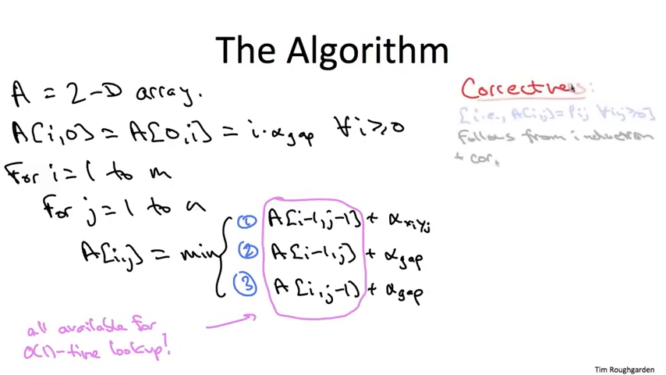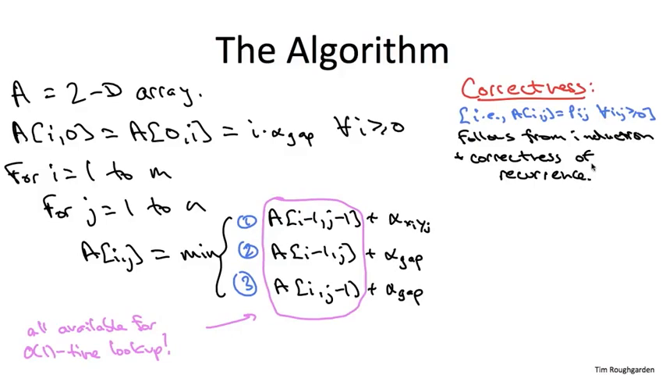So why is the algorithm correct? That is, why does it terminate with every entry a_ij equal to the true optimal penalty p_ij of the corresponding subproblem? Well, this just follows because our recurrence is correct. That's where all the hard work was, and then we're just systematically solving all of the subproblems. So formally, if you like, it would be a proof by induction.